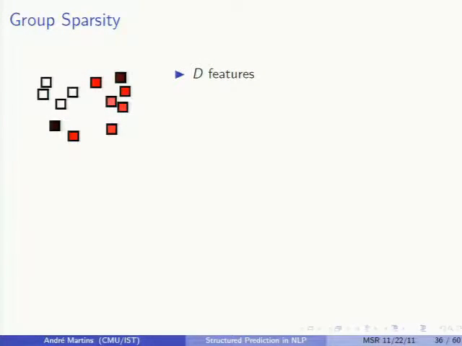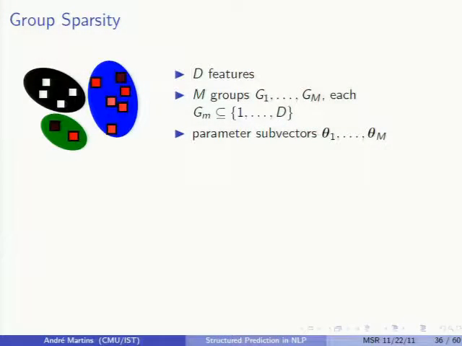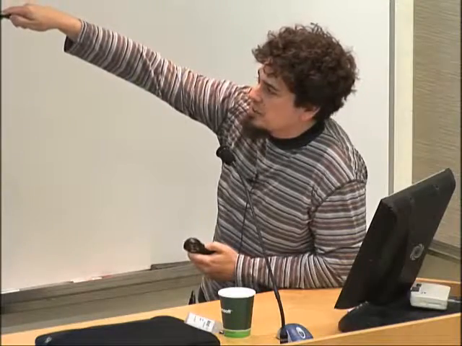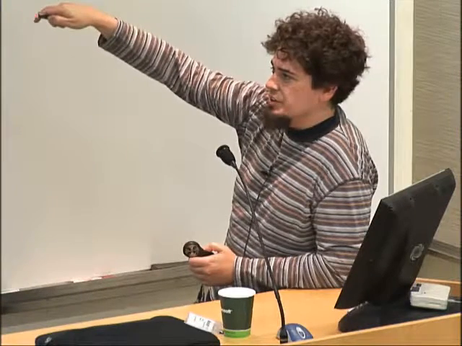Suppose that we have D features, and we group them into M groups, G1 to GM, where each group is a subset of the features. And we can then form parameter subvectors, theta 1 to theta M. Each of those is a subvector which corresponds to its own group. All right?